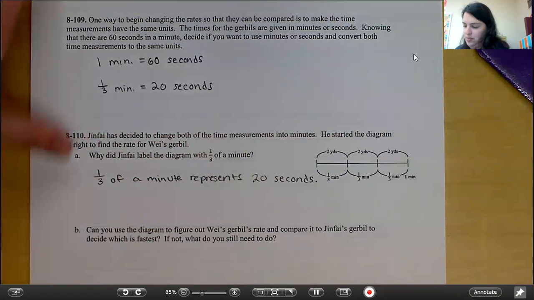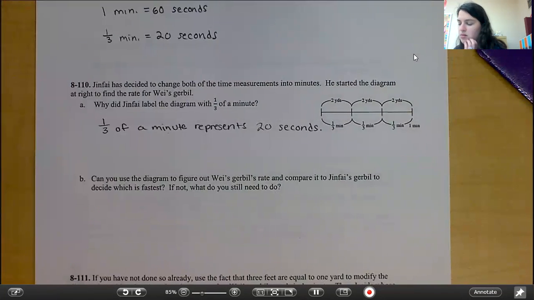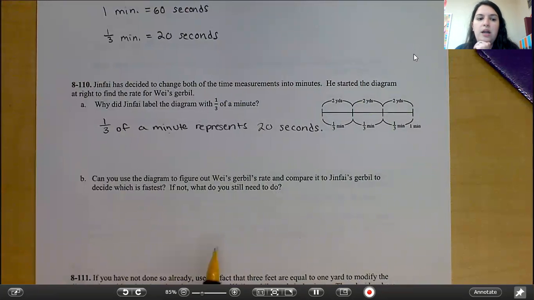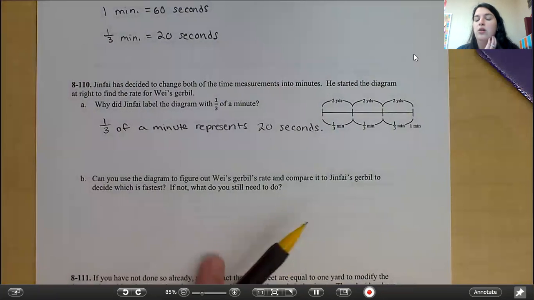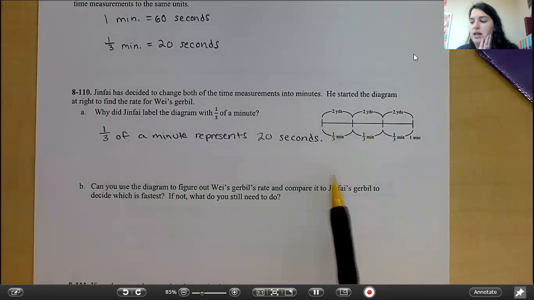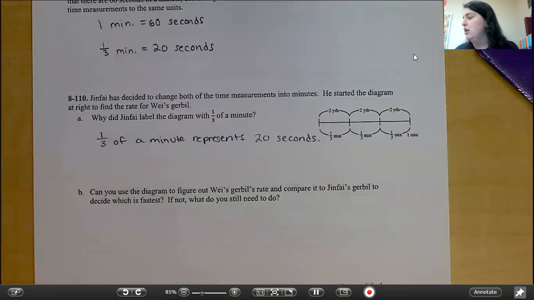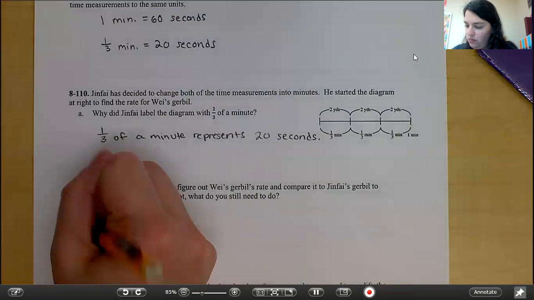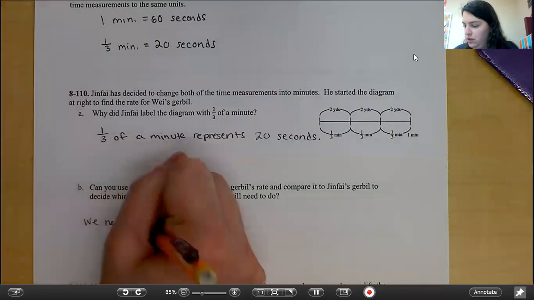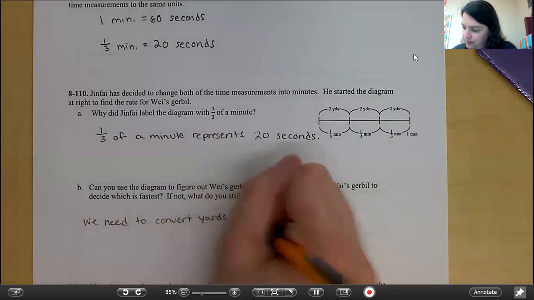And we're actually going to skip part B. Well, actually, no, we're not. Can you use the diagram to find out Wei's gerbil rate and compare it to Jinfei's gerbil rate to decide which is faster? If not, what do you still need? So be careful here, because yes, we're both in minutes now, but we still have yards and feet. So we can't compare yards and feet because they're two different unit measurements. So we need to convert yards to feet.